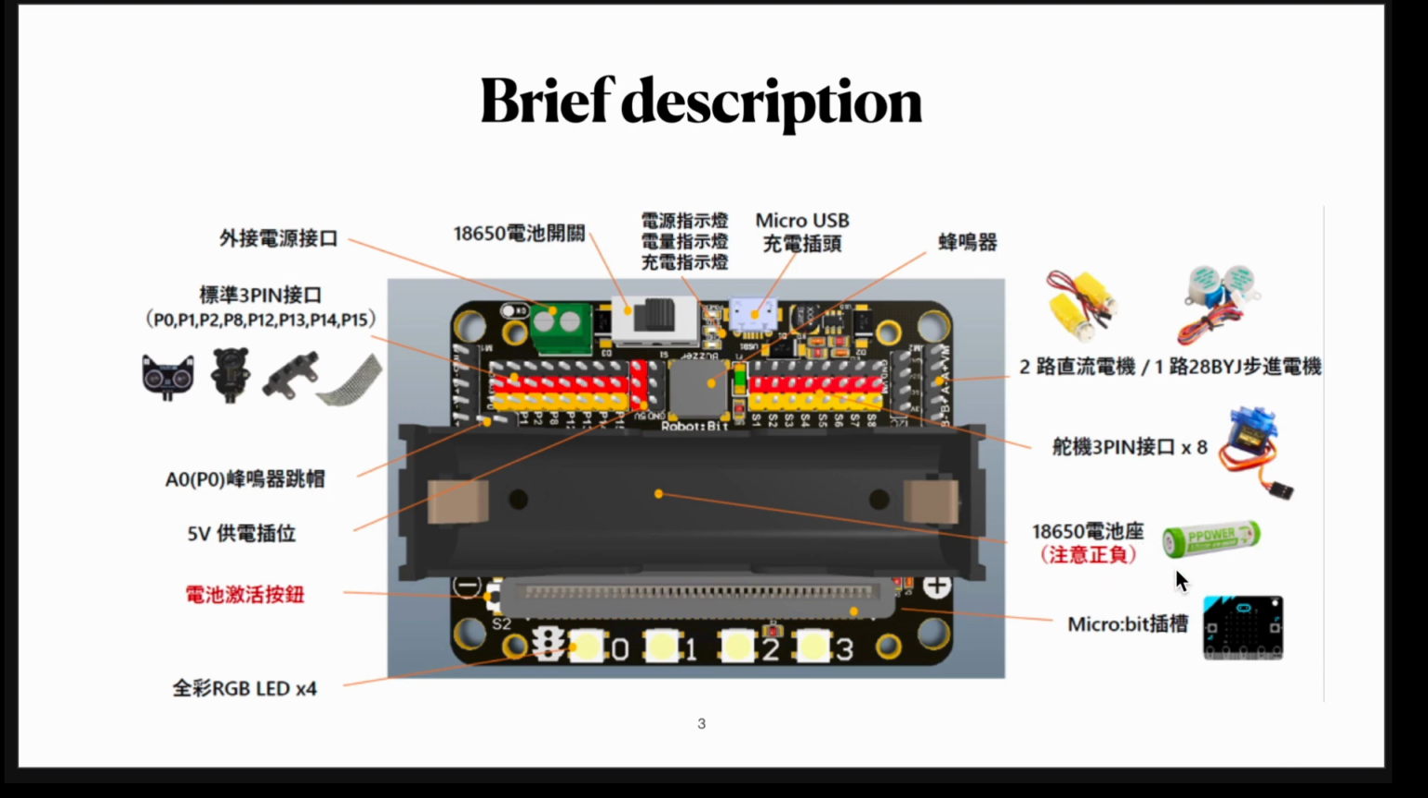You can use it, but when you're going to use it, just make sure that you don't mix up the positive pole and negative pole. On the right hand side, you see the S, which means they are used for the servo. Later you will know what they are. On the left hand side, there are the 3 pin connections. You see the pin numbers here: P0, P1, P2, P8, P12, P13, P14, P15 as well. You also have the buzzer, so you can hear the sound. Is it clear? And you have the LED down there.